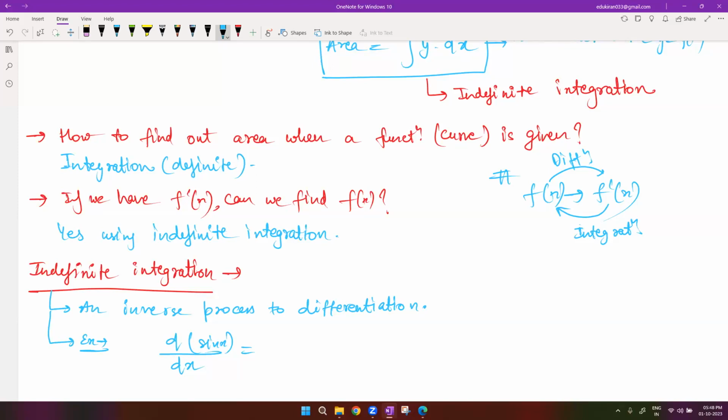Cos x. Cos x. It means now we have started with the maths of integration. Please focus on the class now.